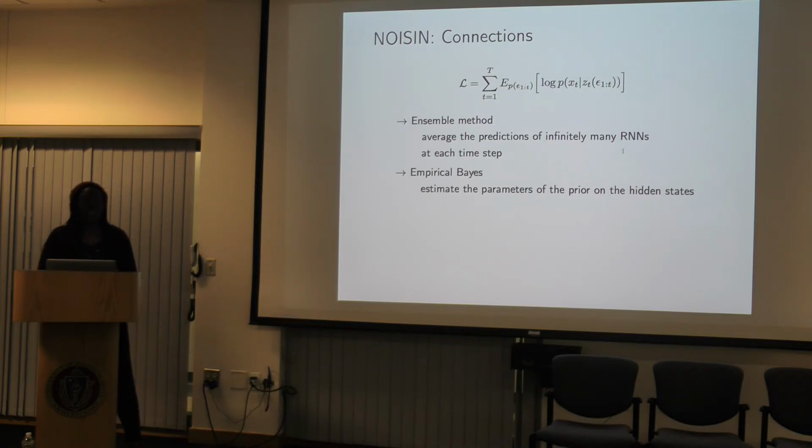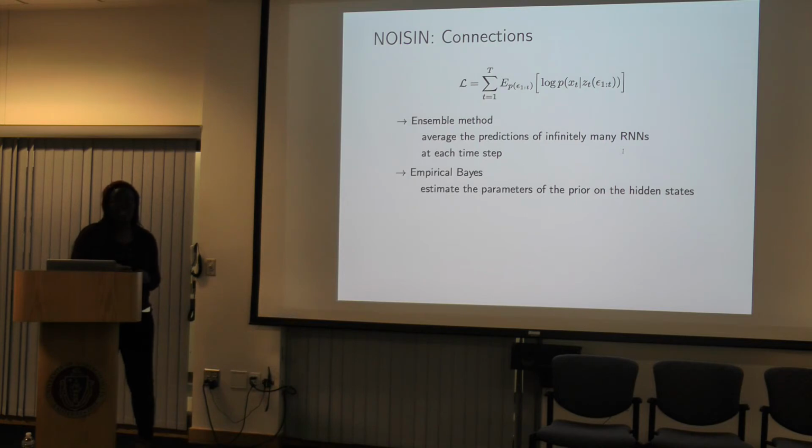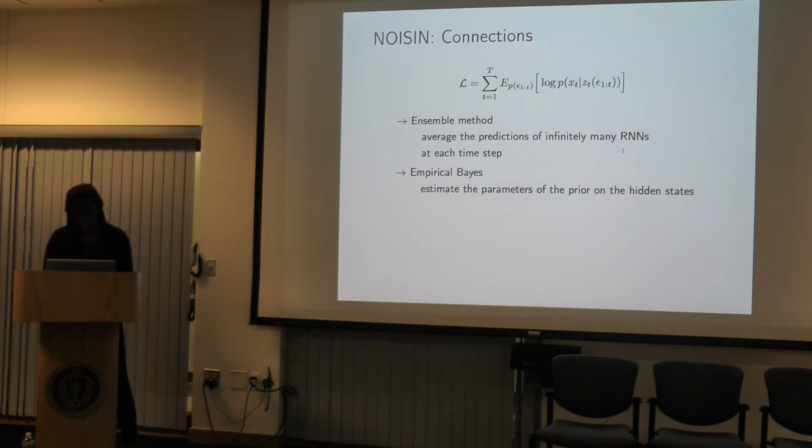And another interesting connection is empirical Bayes. The noise variables induce priors on the hidden states, and those priors are parametric. They come with unknown weights. And when we are maximizing the objective there, the expected log likelihood, we are implicitly learning the prior on the hidden states. And that's what empirical Bayes stands for. You learn the weights of the prior and use that to do inference. So there's that connection too.